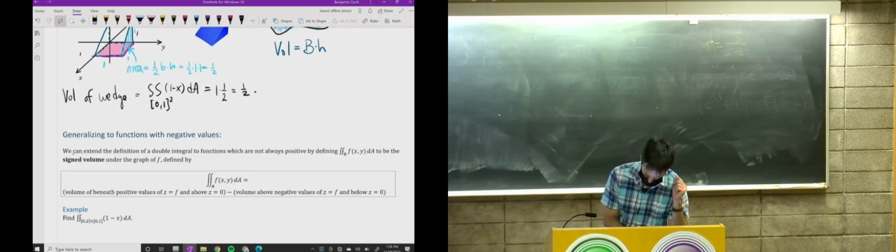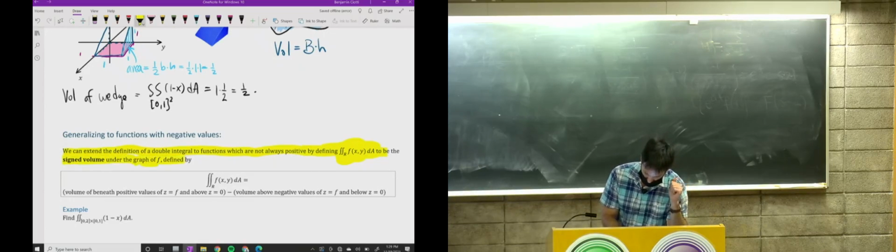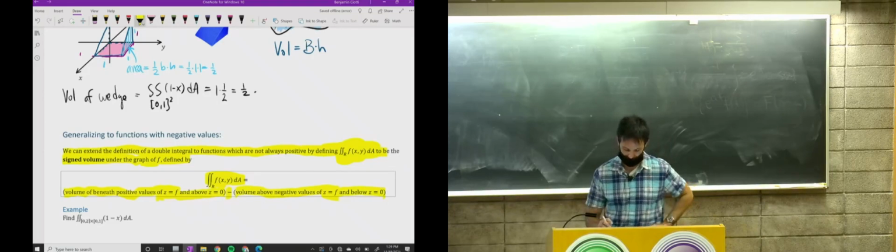Okay, so we can extend the definition of a double integral to functions which are not always positive by defining the double integral of f over R dA to be the signed volume underneath the graph of f, defined by the following. The double integral is equal to the volume which is below the positive values of f and above the xy plane minus the volume which is above the negative values of f and below the xy plane.